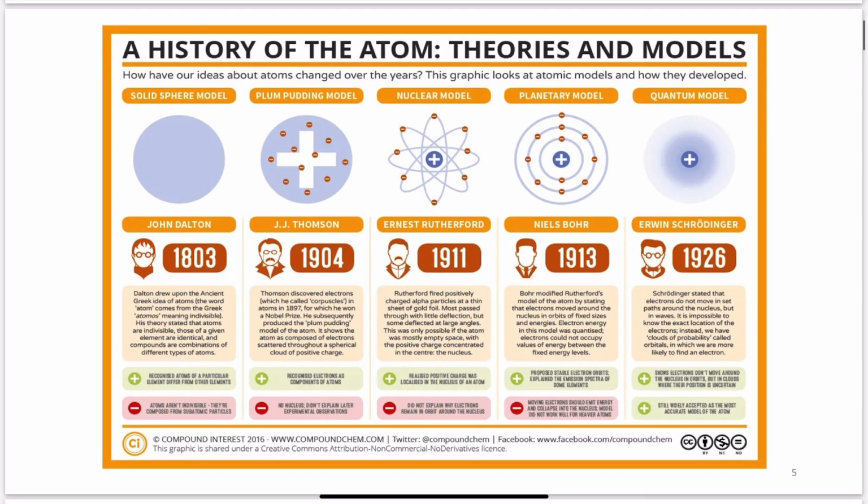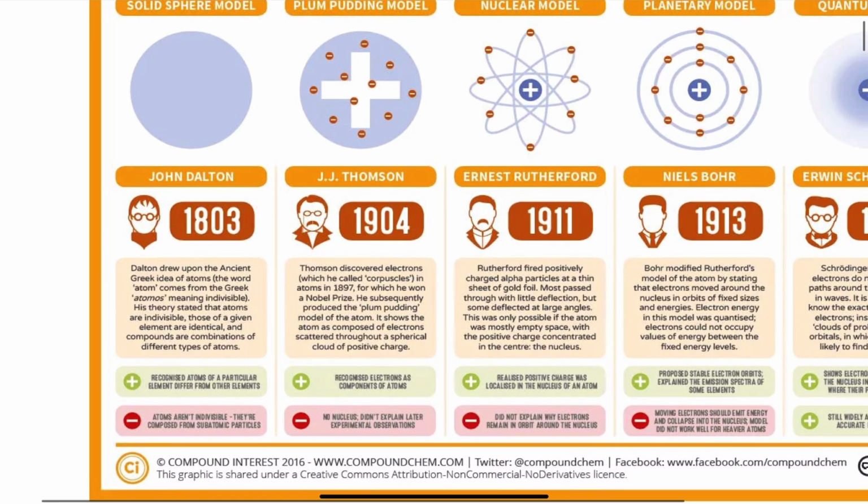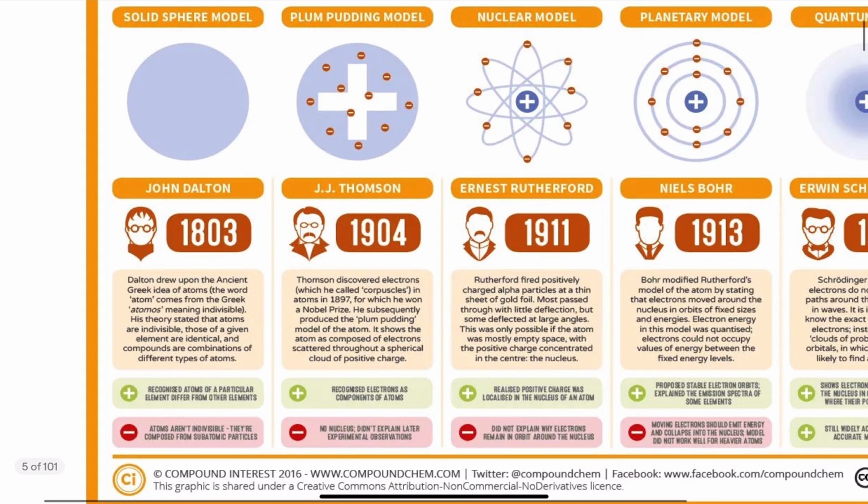We also have the atom itself and a lot of theories and models that went into the atom. First up, we had this idea of a solid sphere model, developed by John Dalton. You can read these yourselves, but he recognized that atoms of a particular element differed from other elements, but this model did not account for the fact that atoms are actually divisible. He felt that atoms were indivisible, but they actually are comprised of subatomic particles, protons, neutrons, and electrons.